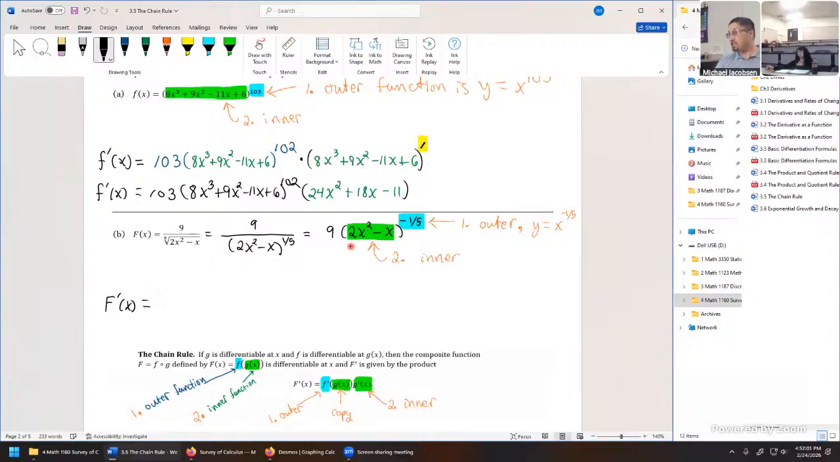f prime at x is now equal to, constant multiple rule says, just copy that 9 down. And now we're done with it. It's kind of nice. Then we do the outer function first. For differentiating something to the power negative 1/5, you would get a negative 1/5 coming down. Then the new exponent is going to be 1 less. So we take negative 1/5 minus 5/5 to get negative 6/5 as our new exponent.